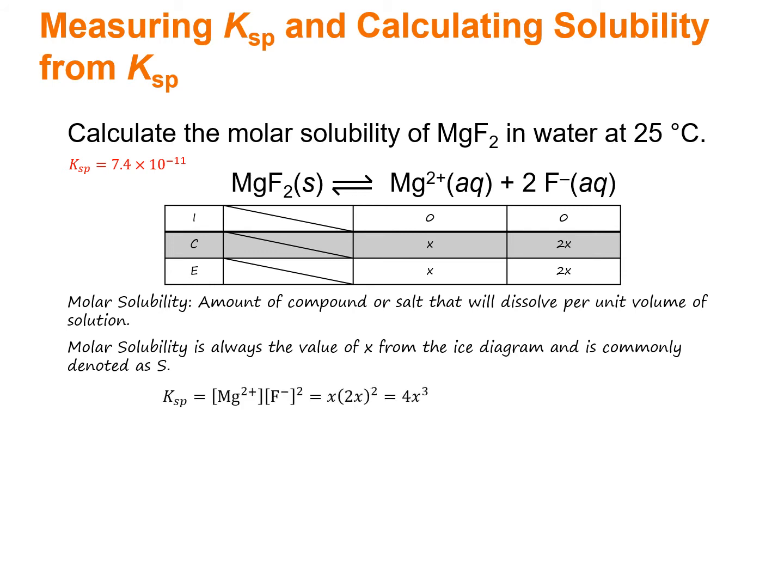Now if we write the Ksp expression, we'd have magnesium times fluoride squared. Plugging in my equilibrium values, I get x times the quantity 2x squared, which gives me 4x cubed. I'll equate that 4x cubed to Ksp and rearrange to solve. So x is Ksp over 4 raised to the 1/3 power, or equivalently, the cube root of Ksp over 4. Those are equivalent mathematical expressions.